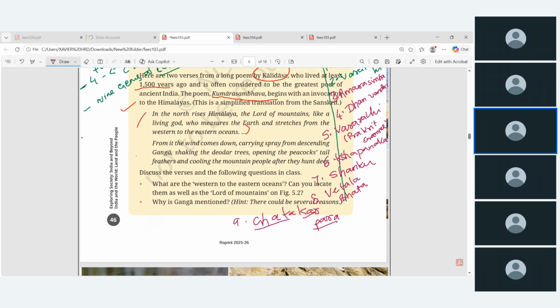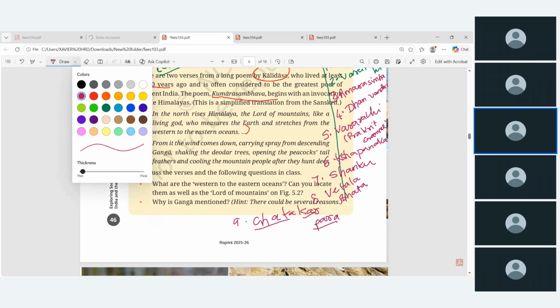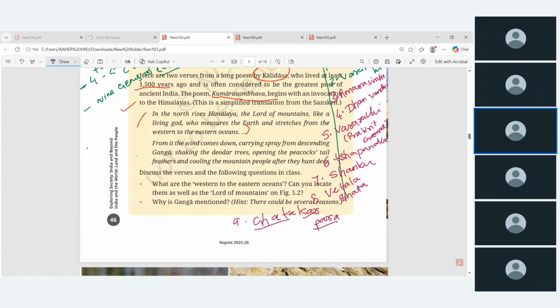But this one is important. What are the major works done by Kalidasa? So major works done by Kalidasa. One is Kumara Sambhava. This is what this poem took place in. Kumara Sambhava.